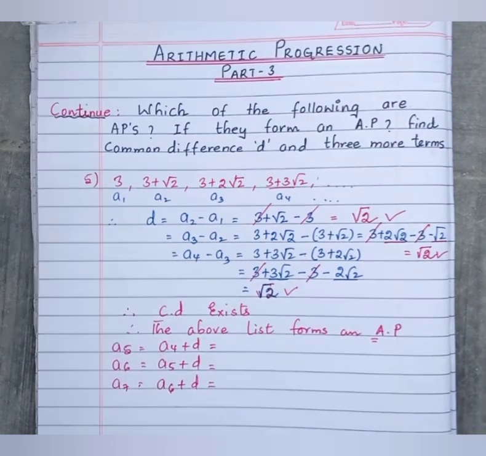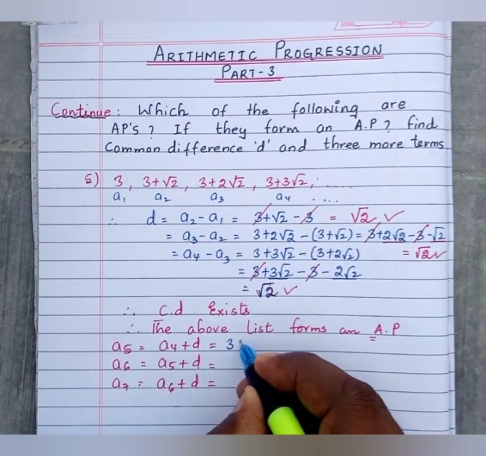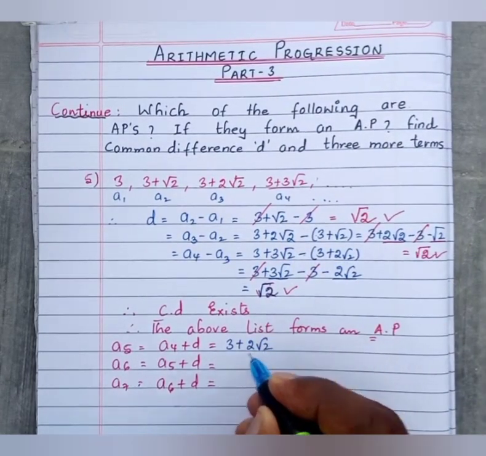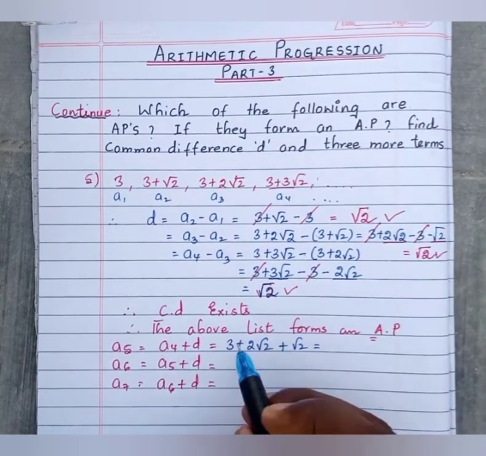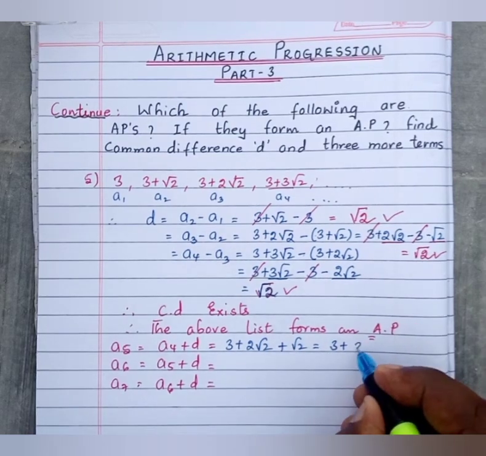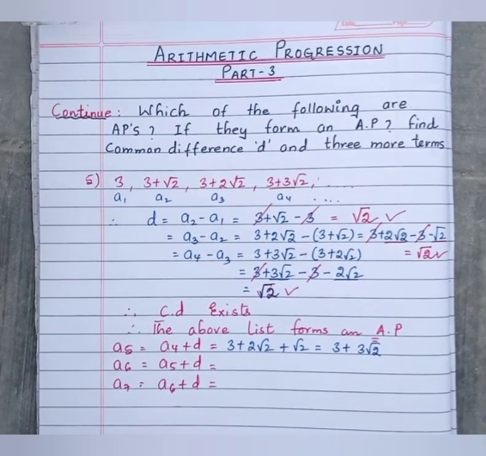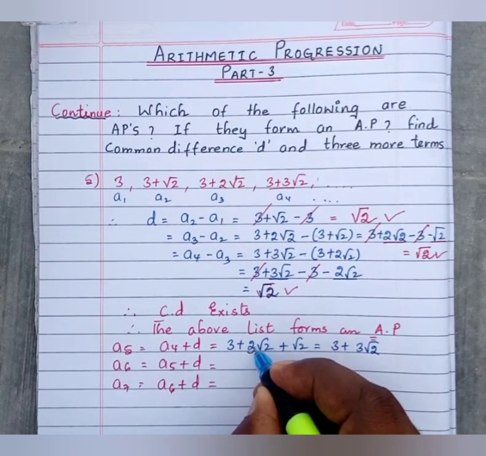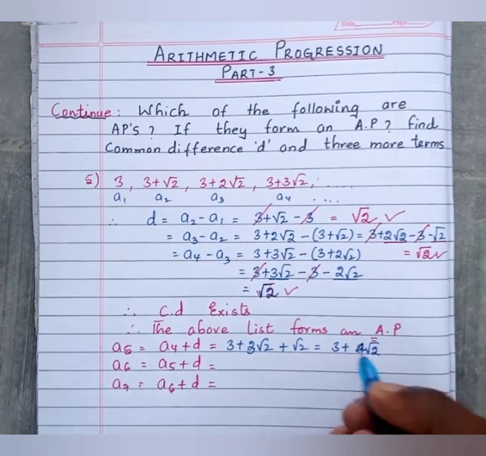Now substitute the value of A4, that is 3 plus 3 root 2. Now what should I do? I should add the common difference root 2. Now what will I get? 3 plus 4 root 2. I have made a mistake earlier: 3 plus 3 root 2 plus root 2 will give you 3 plus 4 root 2.